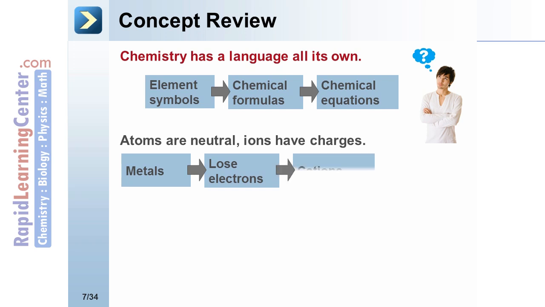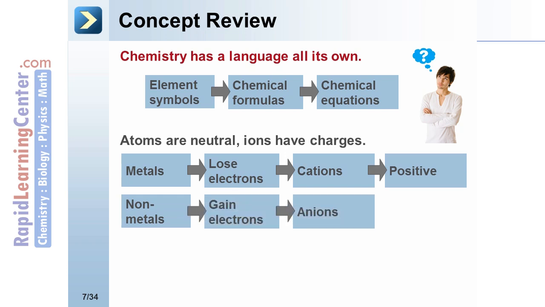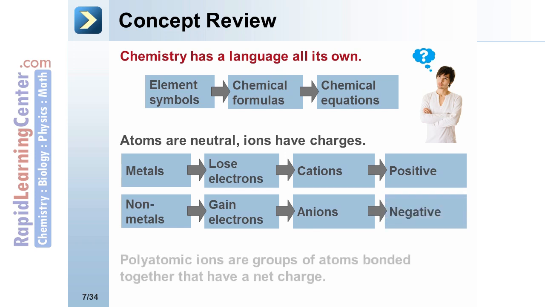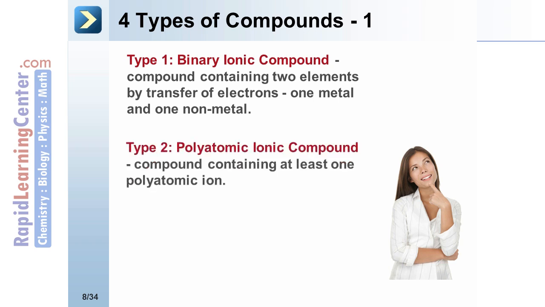Metals lose electrons, resulting in cations, which have a positive charge, while nonmetals gain electrons, resulting in anions, which have a negative charge. A polyatomic ion is a group of atoms bonded together that have a net overall charge. Binary ionic compounds will contain two elements, one metal, one nonmetal. They are bonded together by the transfer of electrons, resulting in ions that are attracted to each other.